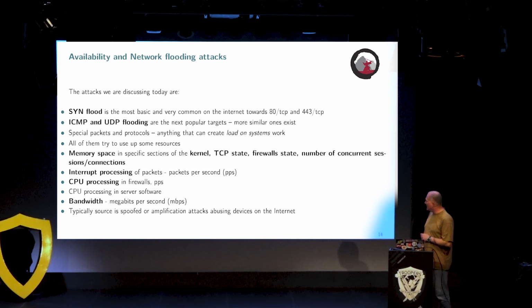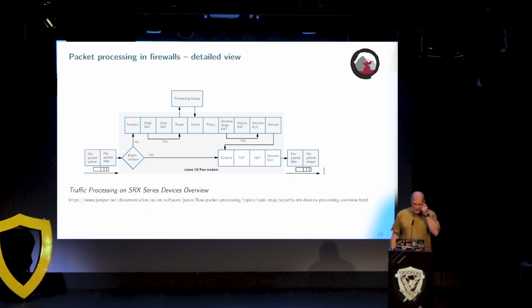This is a drawing that I took from the traffic processing on SRX series devices from Juniper Networks. It's one of the firewalls that I know very well. And looking at this, this is what it actually does for every single packet that arrives at the firewall interface. So there's like 15 different boxes it can go through while being processed in the firewall.